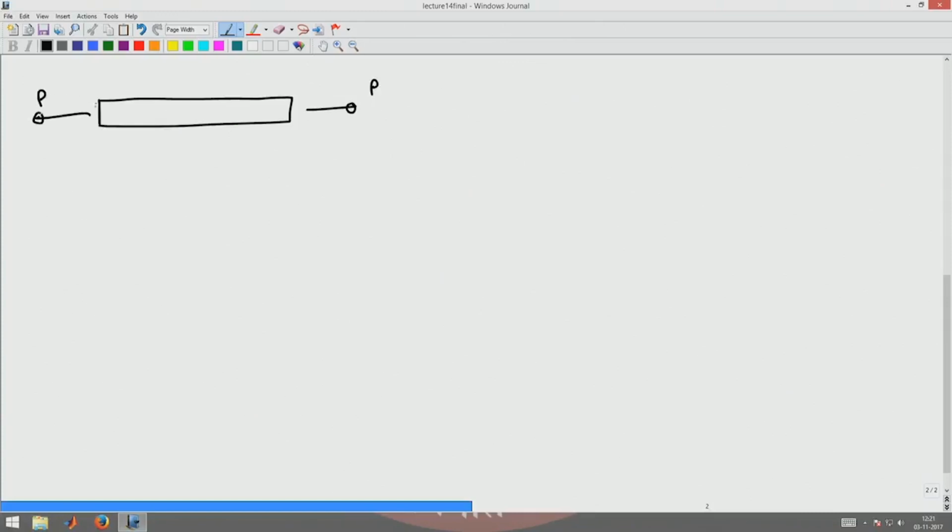You fix this end, so there will be a reaction force P also coming in there. So, this end is fixed, there will be a reaction force P coming in there. So, what happens now when I pull this bar? It is going to shrink and it is going to expand.